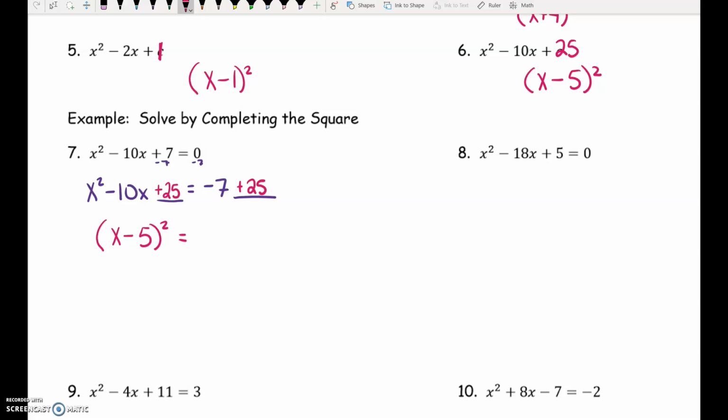That's one of those that my brain doesn't like to do. I don't know why my brain can't do that.